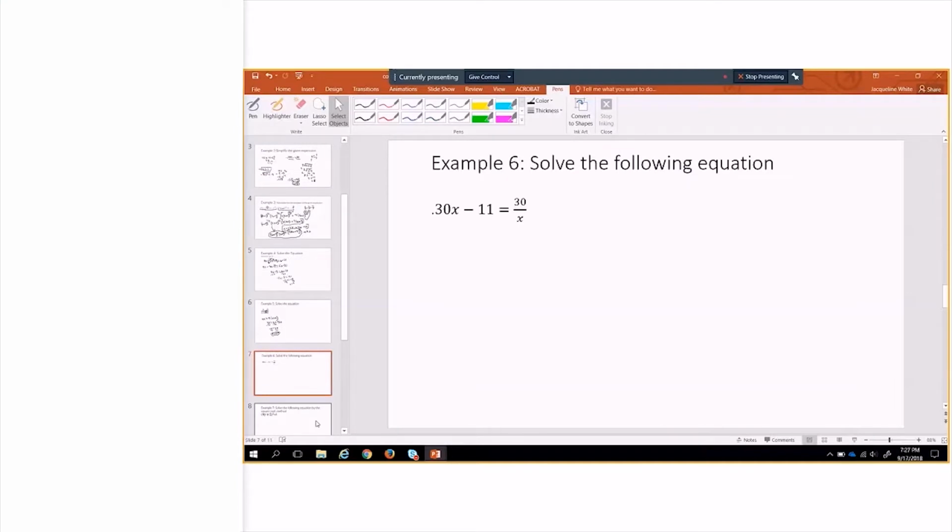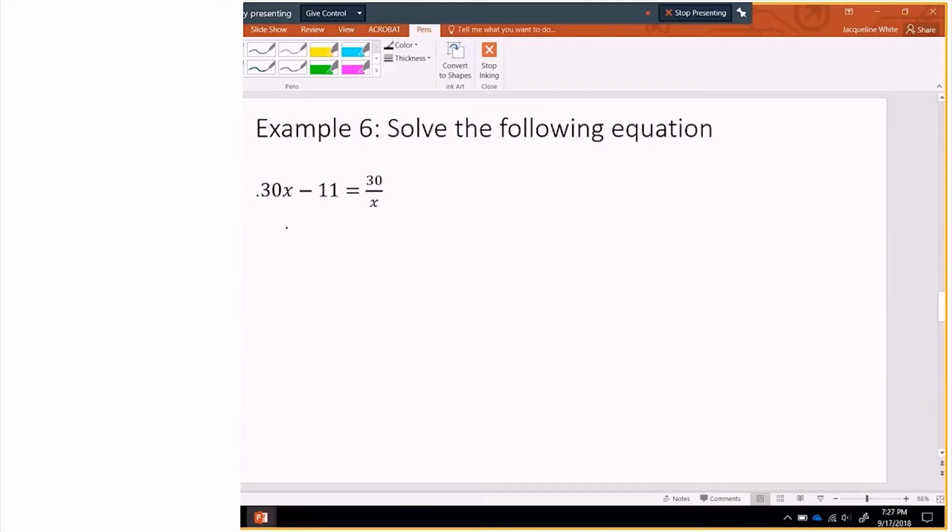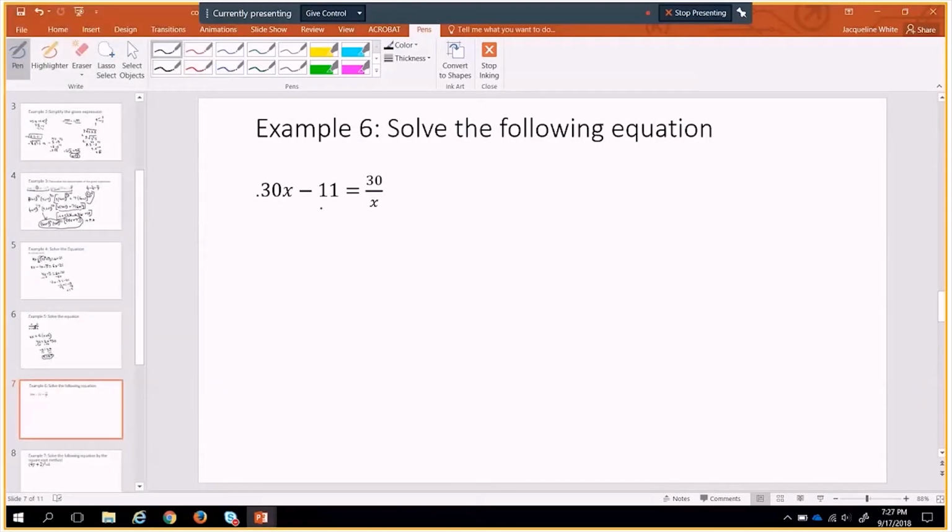30x minus 11 is equal to 30 over x. So, remember the prior problem where we had those two fractions, right, and those two variables, right? It's basically the same exact thing. Although this 30x minus 11 doesn't show another fraction, we could think of it as being 30x minus 11 over 1, which is equal to 30 over x, right?